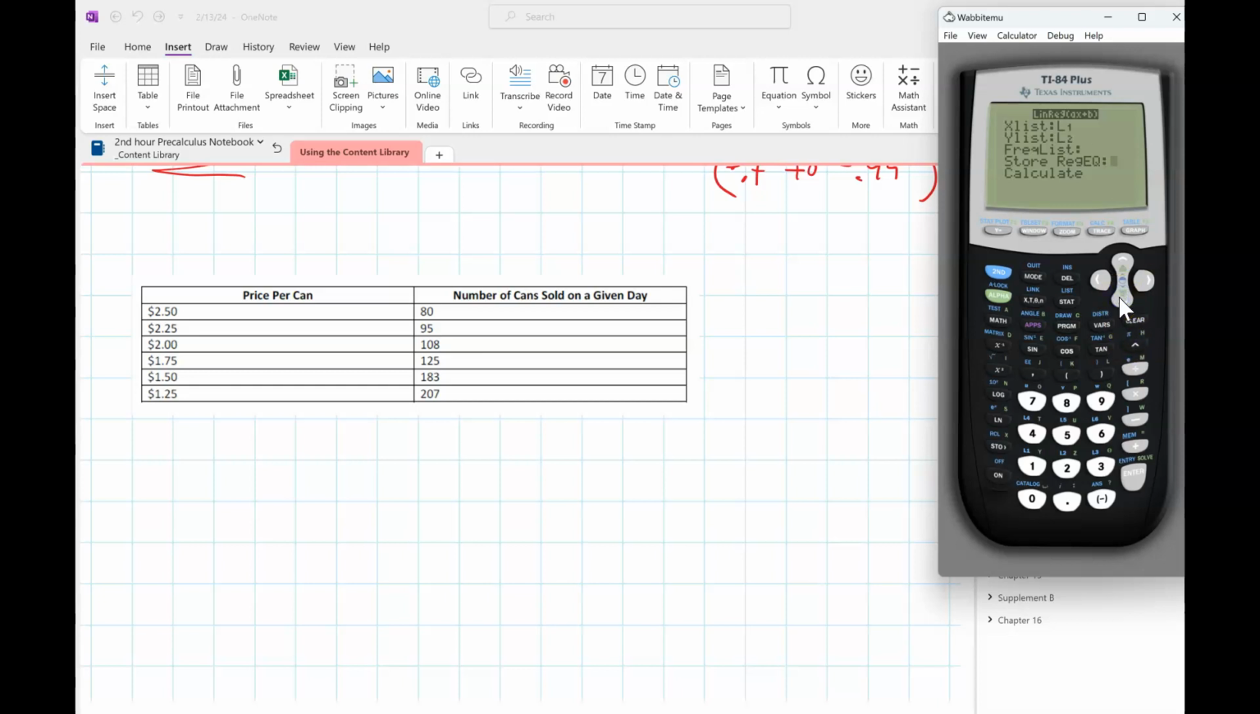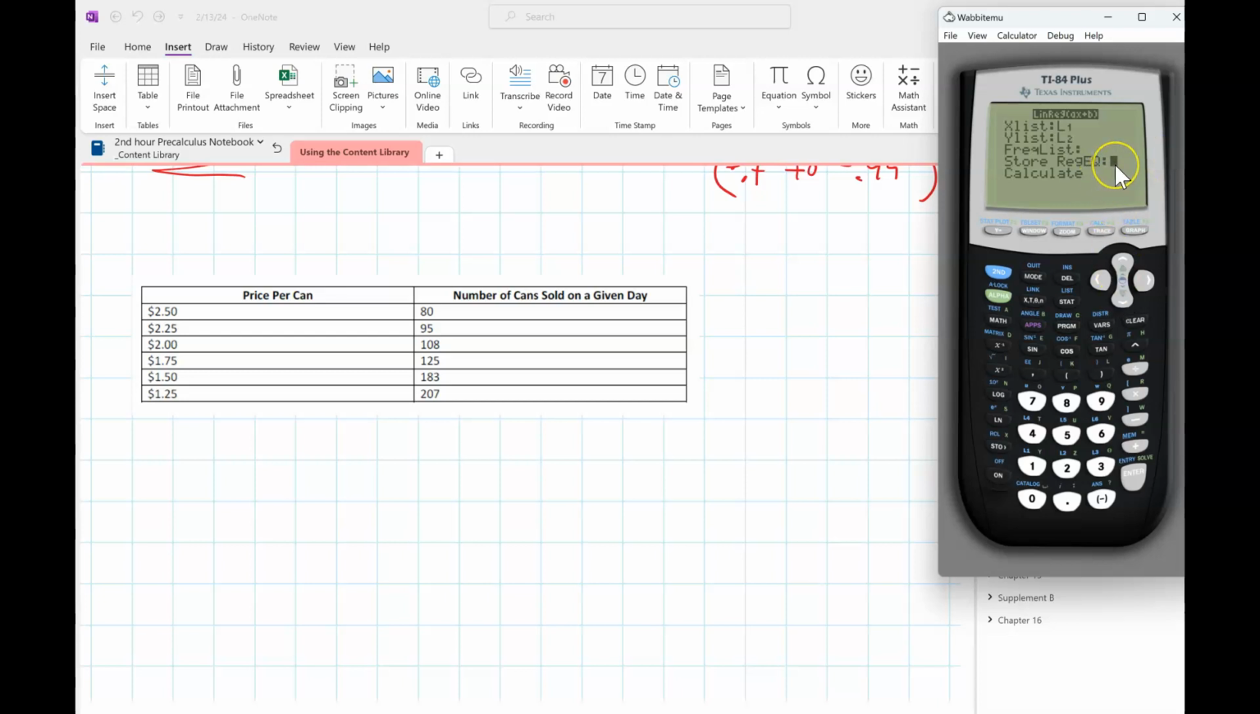The StoreRegEQ. This we're going to do something with. So the calculator is going to make an equation for us. This is going to give us the option of saving that equation someplace. We want to do that. We're going to save this equation into our Y1 so that we can graph it and compare it to the scatter plot we just made. Everybody good with that plan?